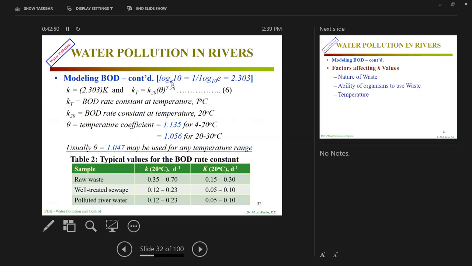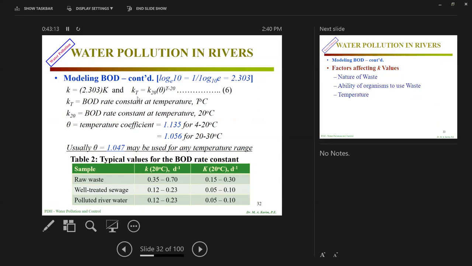This is logarithm 10 of e, or 1 over logarithm e of 10, which is equal to 2.303. That's why the multiplication has to be there. So if I convert from 10 base to e base, then I have to multiply with 2.303. So the e base one has a bigger value compared to the 10 base one.